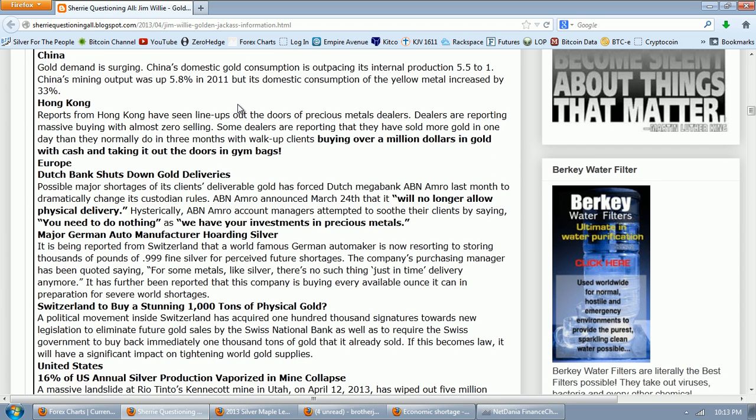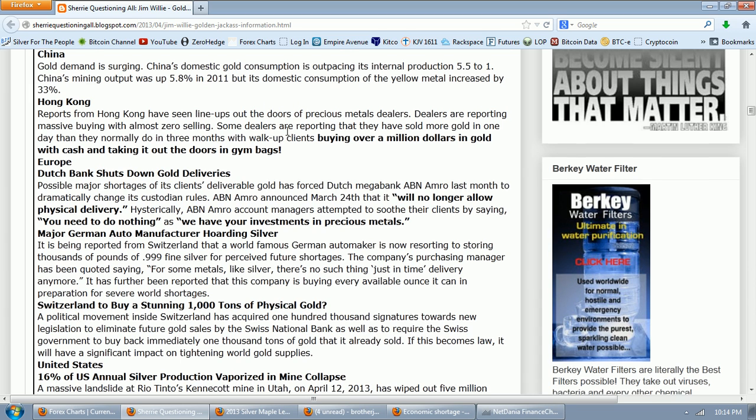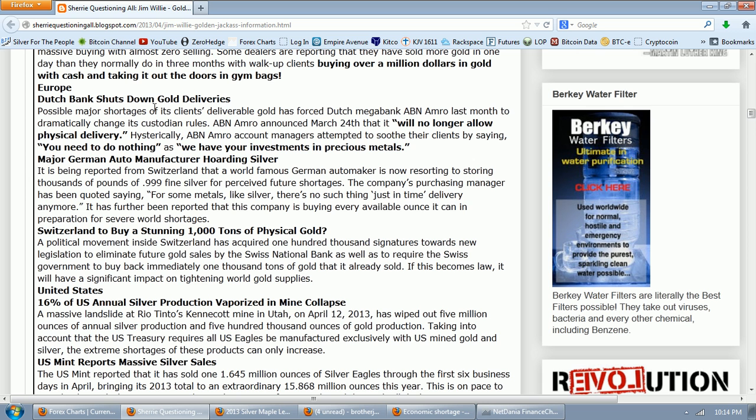China. Gold demand is surging. China's domestic gold consumption is outpacing its internal production 5.5 to 1. China's mining output was up 5.8% in 2011, but its domestic consumption of the yellow metal has increased by 33%. Hong Kong. Reports from Hong Kong have seen lineups out the doors of precious metal dealers. Europe. Dutch banks shut down gold deliveries.